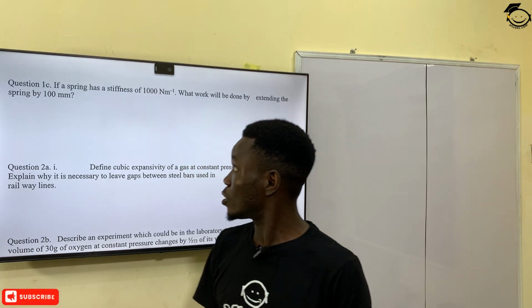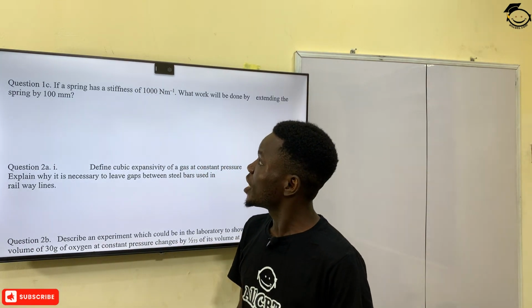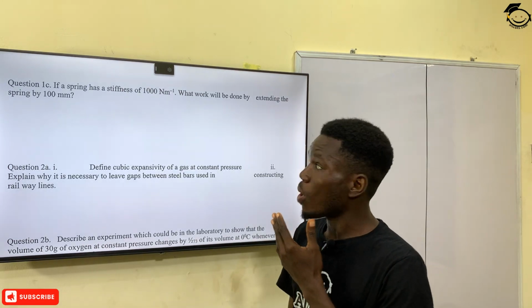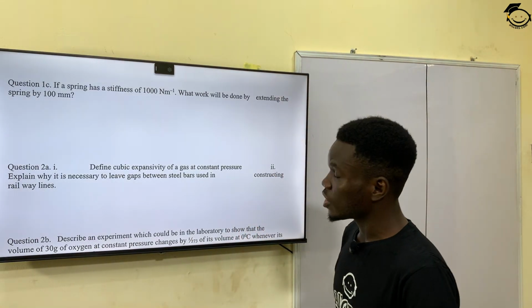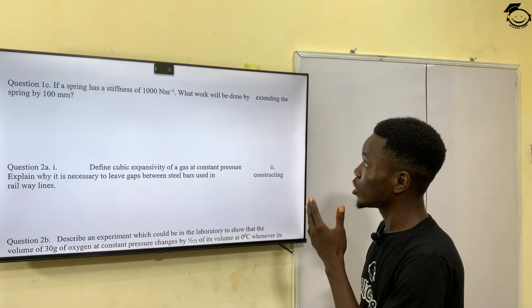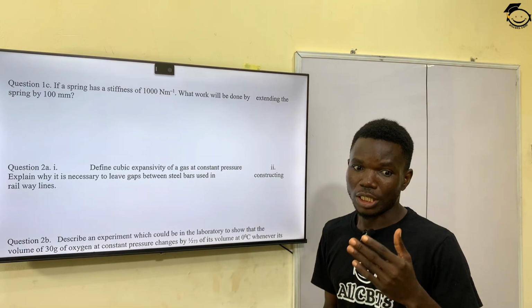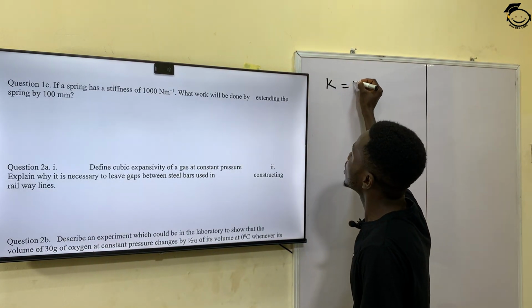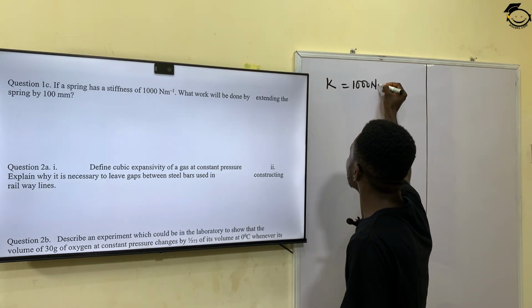Moving on to question number 1c. It says, if a spring has a stiffness of 1000 Newton per meter, stiffness is also called our force constant, which is Hooke's constant. We call it the degree of stiffness, which is K. So our K in this question is 1000 Newton per meter.